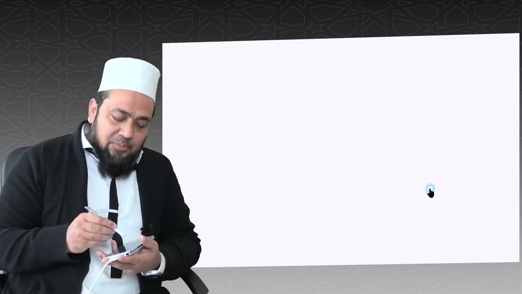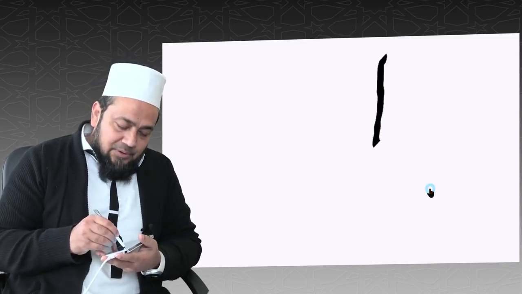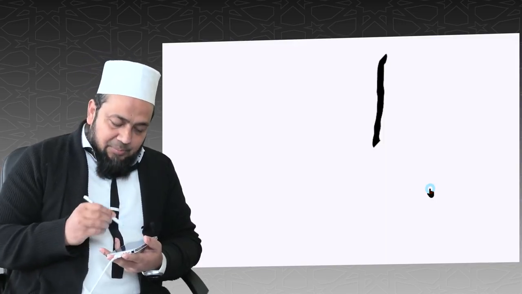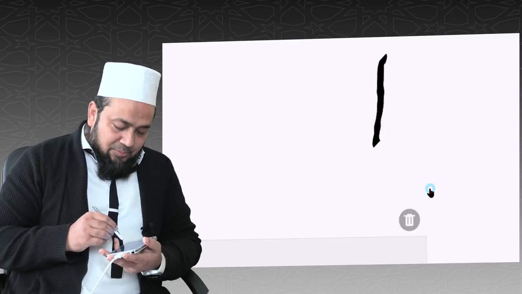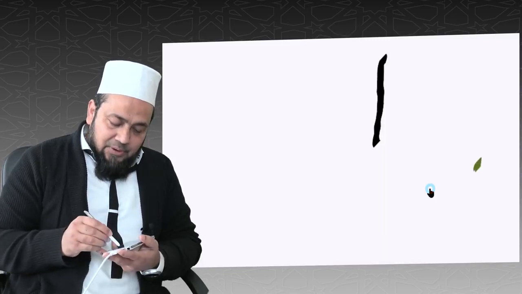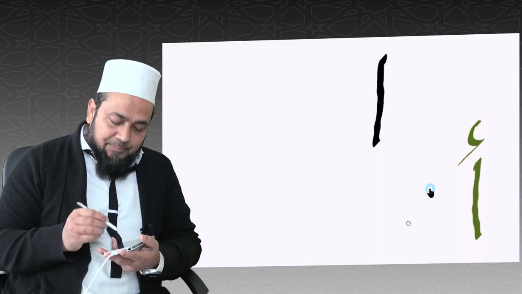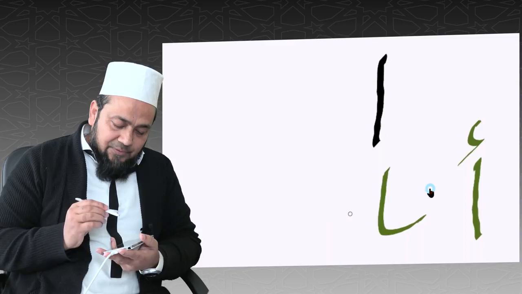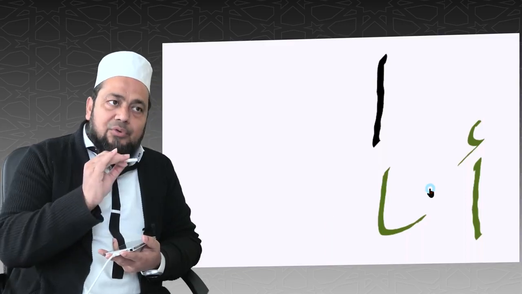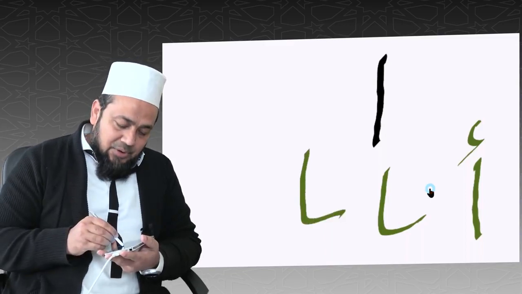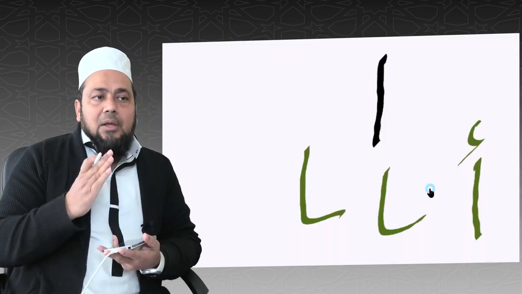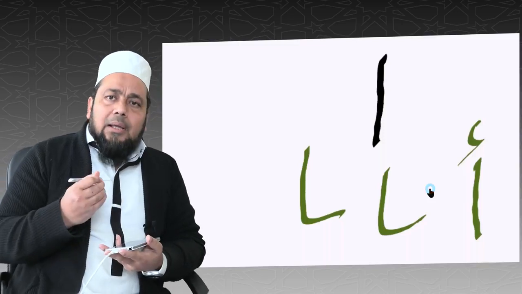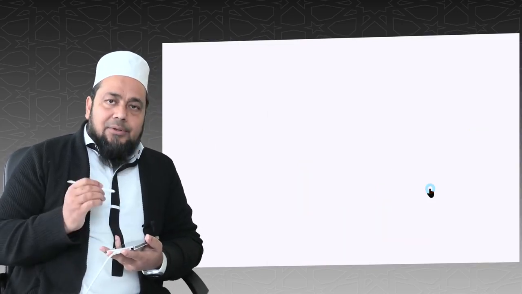The standalone shape of Alif is this one. When it goes at the beginning of the word, the shape of the Alif is like this. When it goes in the middle of the word, the shape of the Alif is like this. When it goes at the end of the word, the shape of Alif is like this. Middle and ending shapes are more or less the same. Let's move on to the next letter.